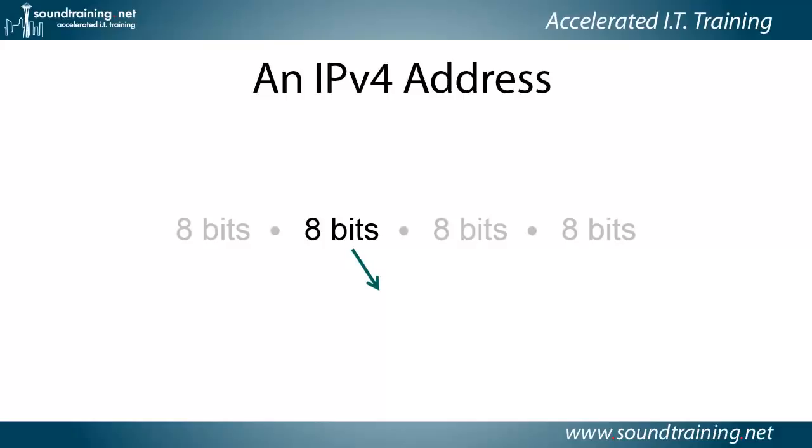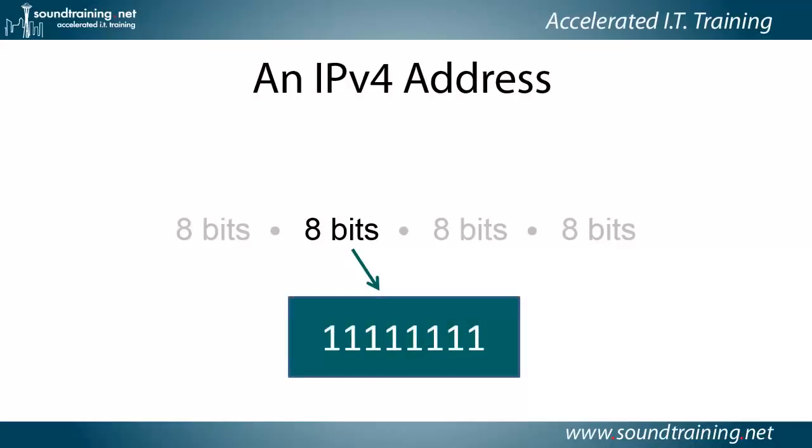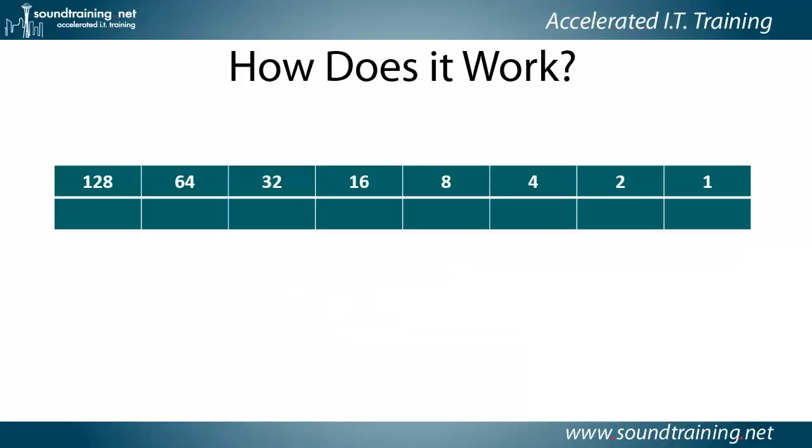Let's take a look at an example. So we'll just pull one group of bits out of this address, and it could be all ones, like what you see here. It could be all zeros, or it could be a combination of ones and zeros, such as what you see here. Now, how does it work? Well, every bit has a corresponding decimal value, ranging from 1 to 2 to 4 to 8 to 16 to 32 to 64 to 128. And to determine the decimal value of the byte, we simply add up the decimal values of each of the bits that are turned on.